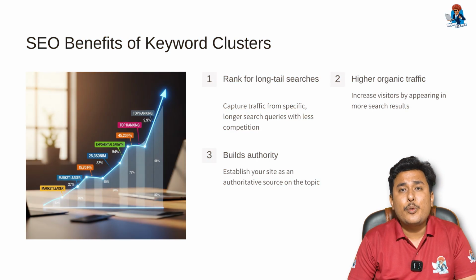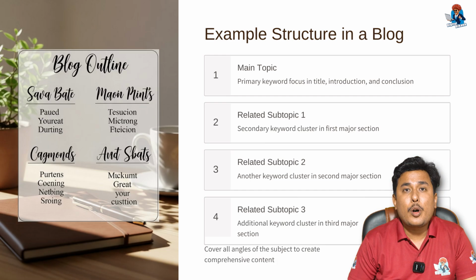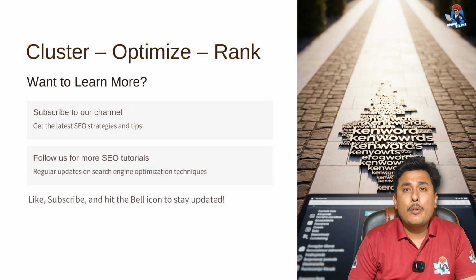Keyword clusters improve your chances of ranking for long-tail searches, increase organic traffic, and enhance topical authority in Google's eyes. Your blog could have one main topic, supported by subtopics, each targeting a related keyword in the cluster, making your content more comprehensive. Now that you know what keyword clusters are and how to use them, start grouping your keywords to improve rankings.